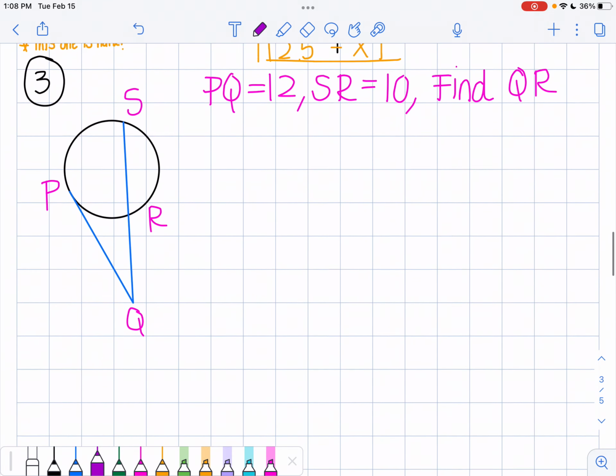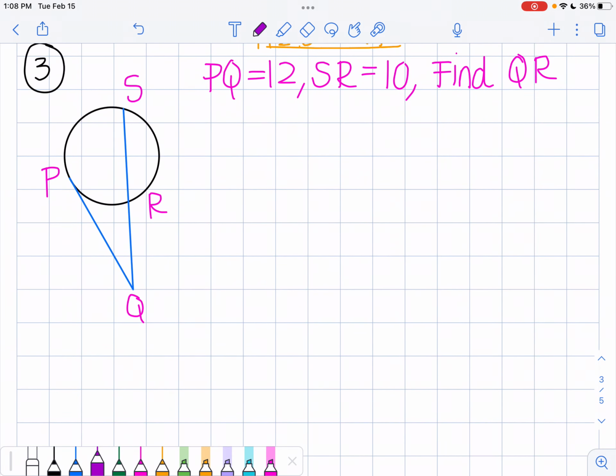Okay, here's the hard one. You'll see why this is hard in a second. So the setup is the same. So I'm going to write down all my values. So PQ is equal to 12 and SR is equal to 10. Find QR. Okay, so this I don't know.